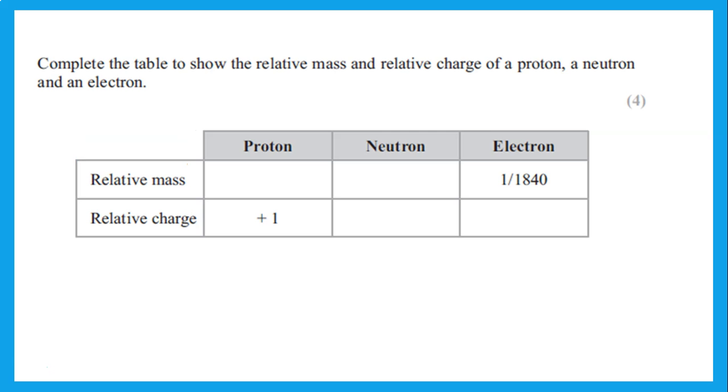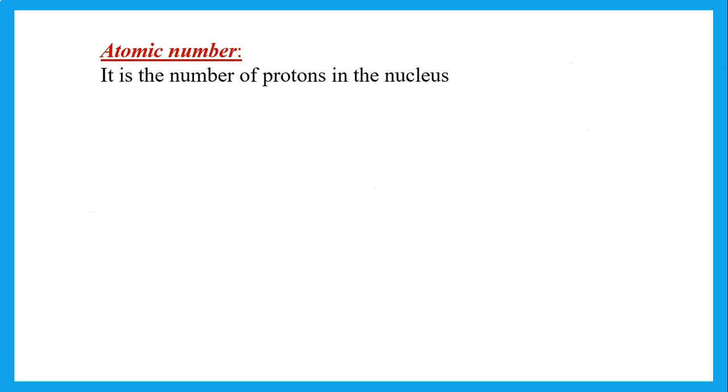Okay, what if he says complete the table to show the relative mass and relative charge of a proton, neutron, and electron? So what was the mass of a proton? Mass was 1. Mass of a neutron? 1. What was the charge on a neutron? We said the neutron is neutral, so the charge is 0. What about the charge on the electron? It's -1.